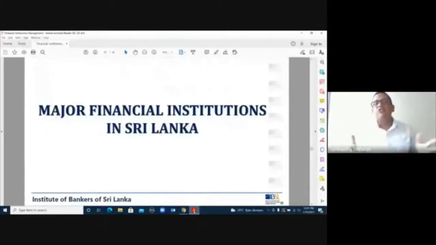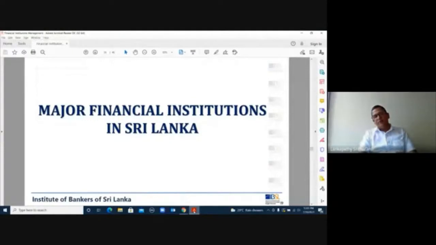Major financial institutions in Sri Lanka. The financial institutions which we discussed in the last class as well. I have listed out major financial institutions. If you have read the annual report of the Central Bank of Sri Lanka, the annual report is published by the Central Bank every year, generally in March or April, because by statute they have to hand over the annual report to the finance minister before 31st April of the particular year.